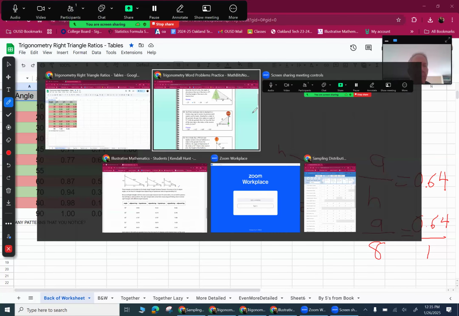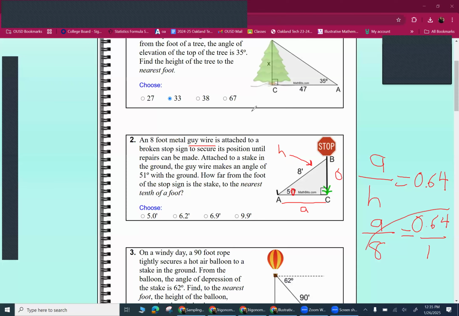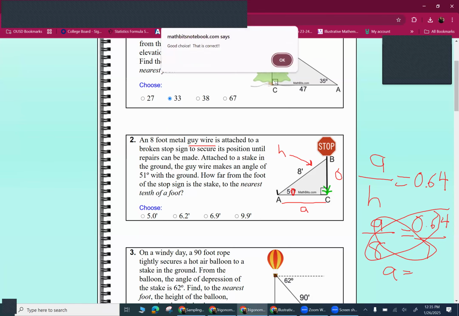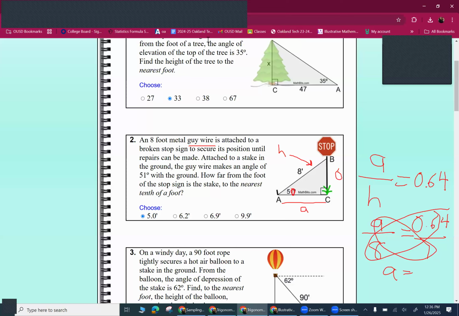Okay. So I'm going to cross multiply and solve again. I'm going to end up multiplying those two. Adjacent times 1 is just adjacent, and 0.64 times 8 is equal to 5.12. Now, I used 50, so I'm guessing it's 5 feet. Let's see if that's right. So I'm going to hit 5. Yay, got it right.